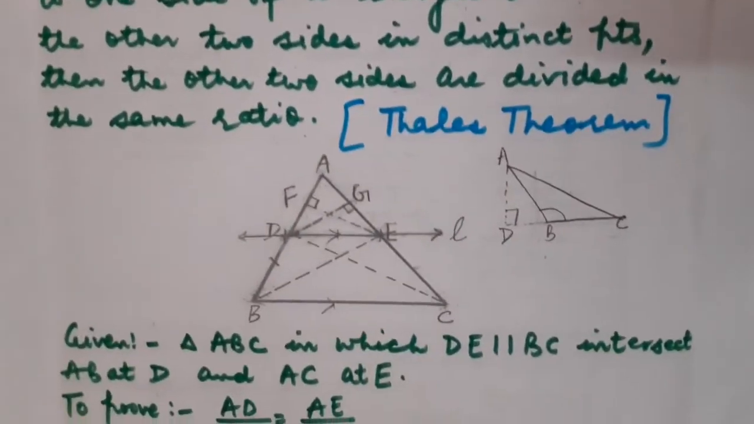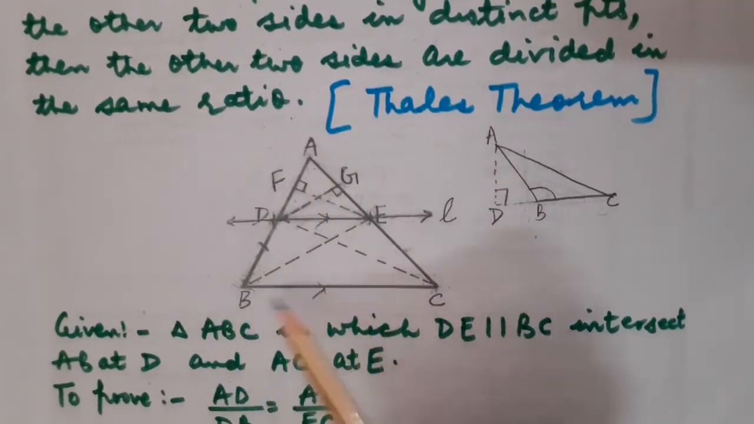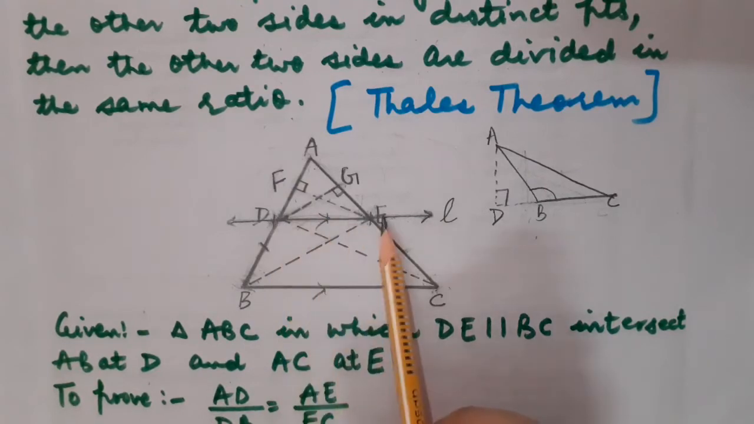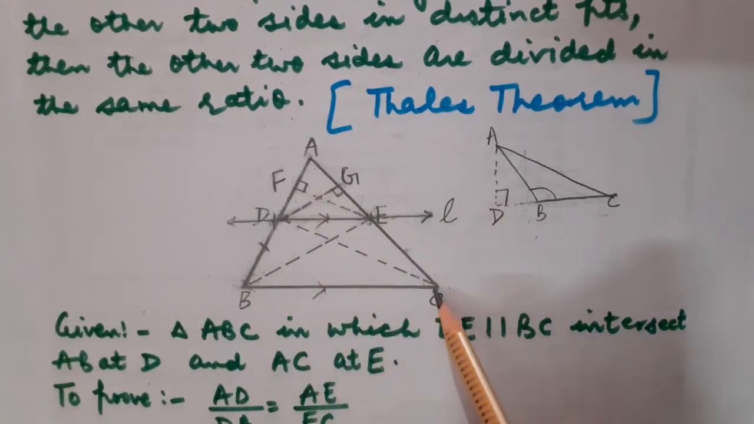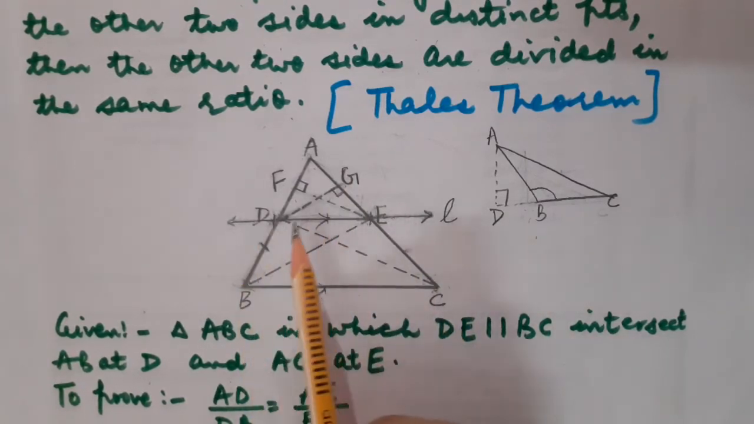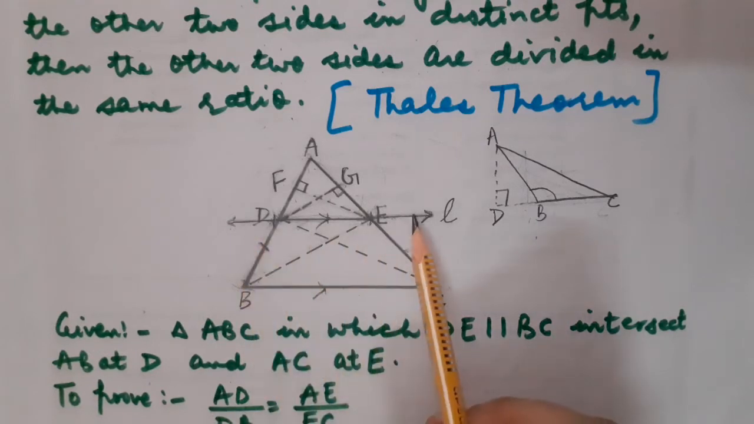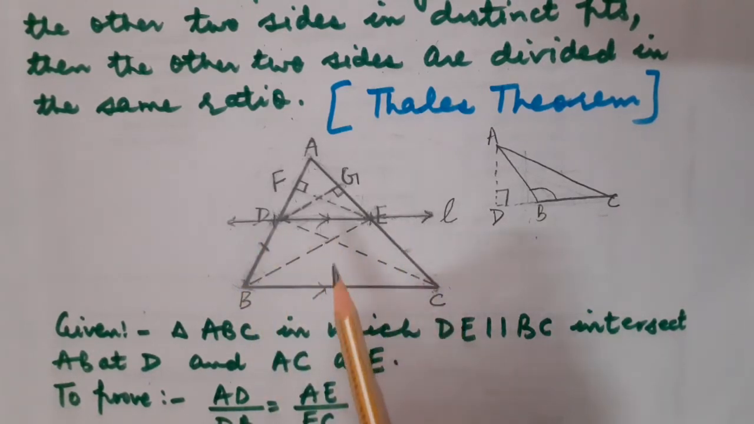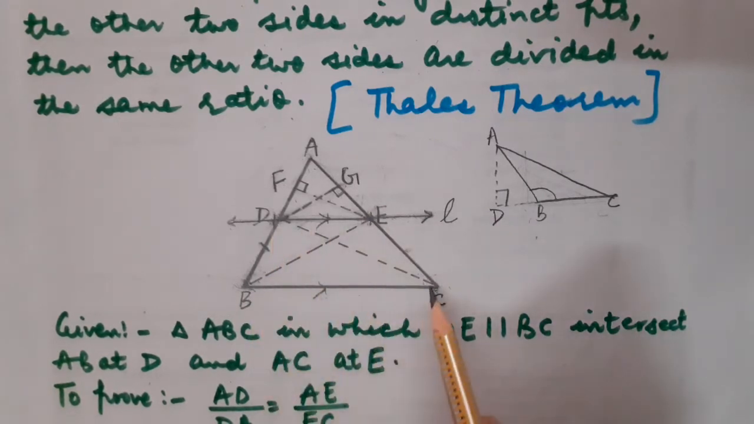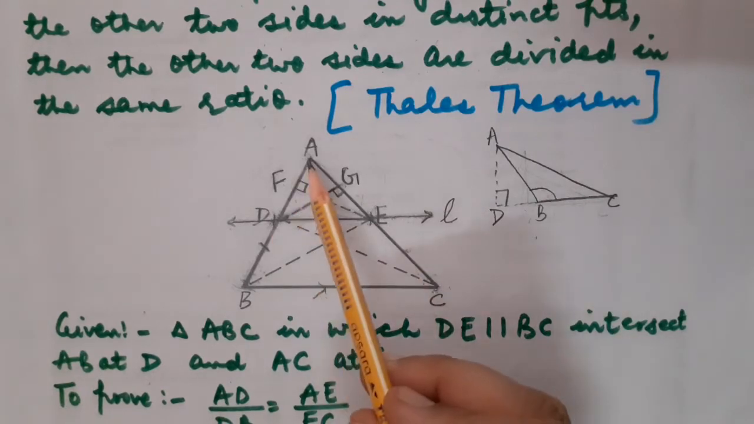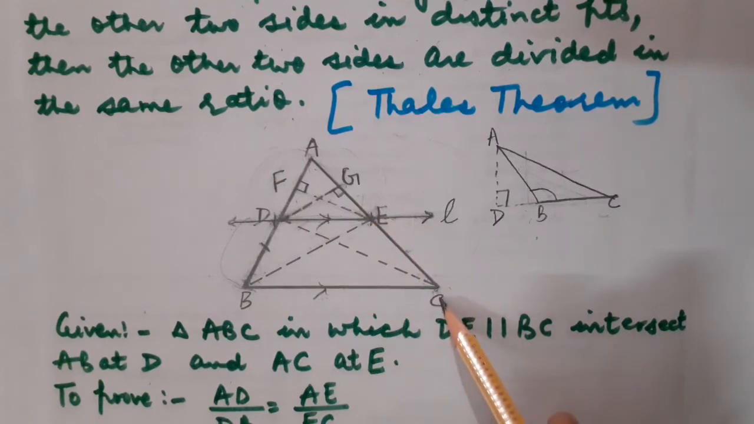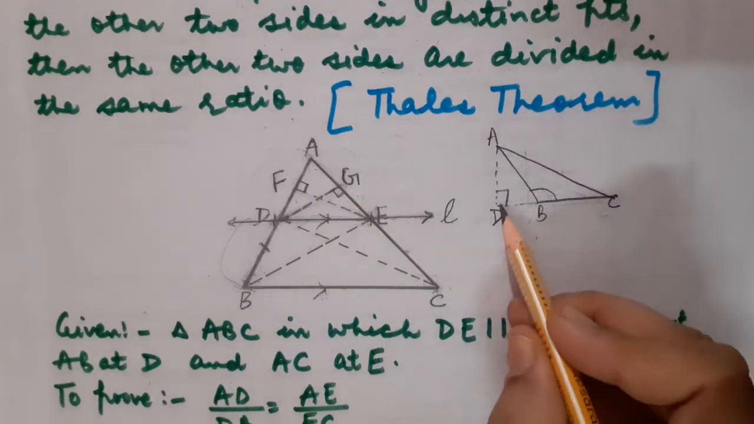Okay. So here you can see a diagram of triangle ABC. D and E are 2 distinct points on sides AB and AC. A line is drawn through these 2 distinct points, that is line L, or you can call it line DE also, which is parallel to the third side of the triangle. Here you can see that DE is parallel to BC. Then we have to prove that AD upon DB is equal to AE upon EC. Clear? This we have to prove.